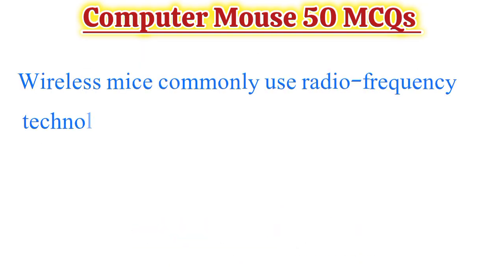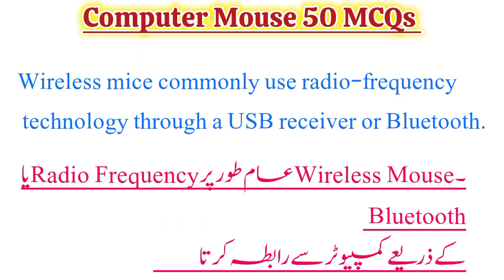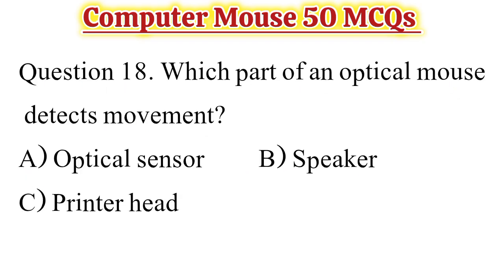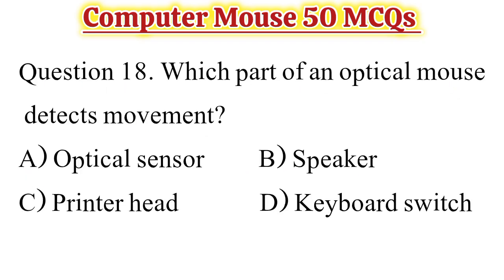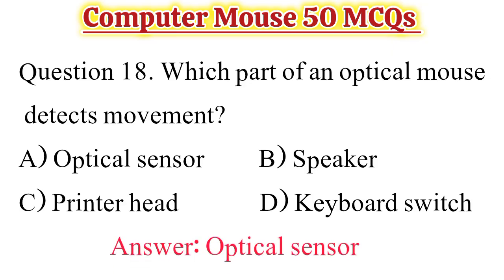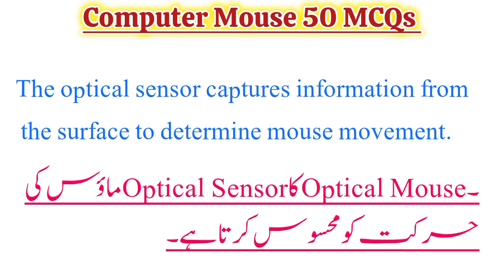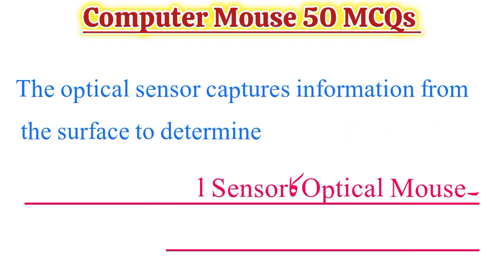Wireless mice commonly use radio frequency technology through a USB receiver or Bluetooth. 18. Which part of an optical mouse detects movement? A. Optical sensor. B. Speaker. C. Printer head. D. Keyboard switch. Answer: A. Optical sensor. The optical sensor captures information from the surface to determine mouse movement.